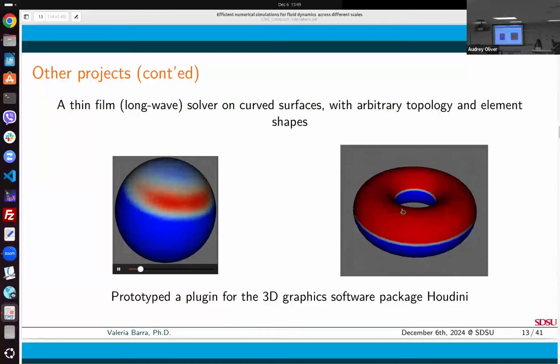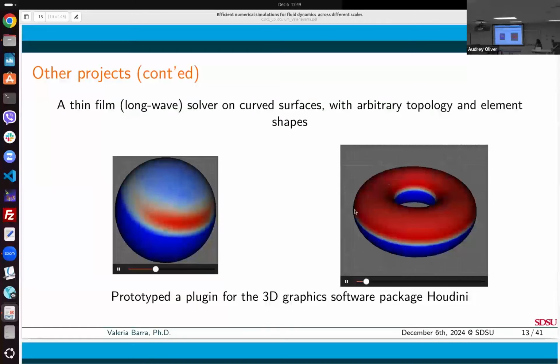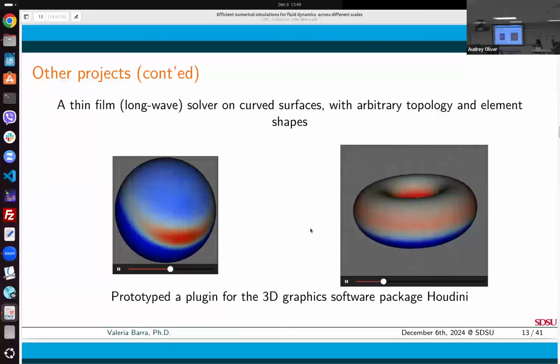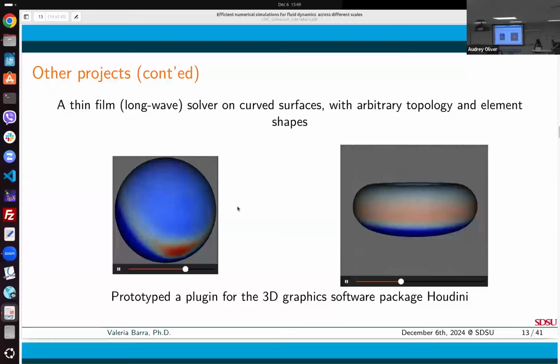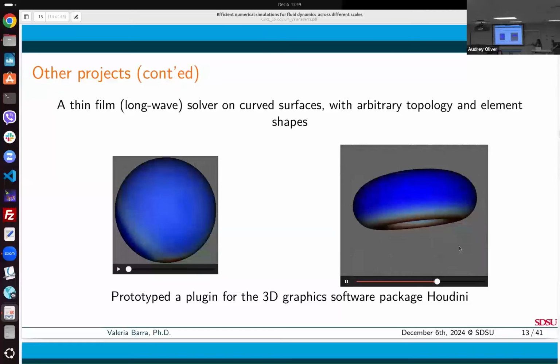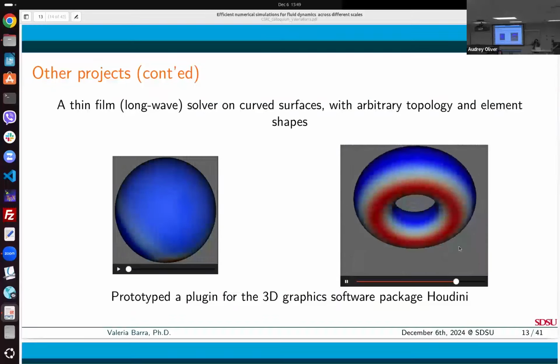Here I had fun running my code on different shapes, like here on the left, you can think of this as a chocolate truffle, and here on the right as a glazed donut, where the fluid, in this case, is a thin film, similar to my PhD research, but flowing on curved surfaces.